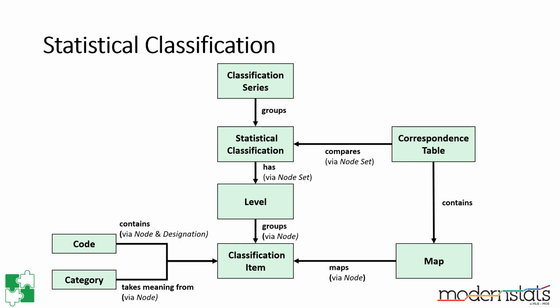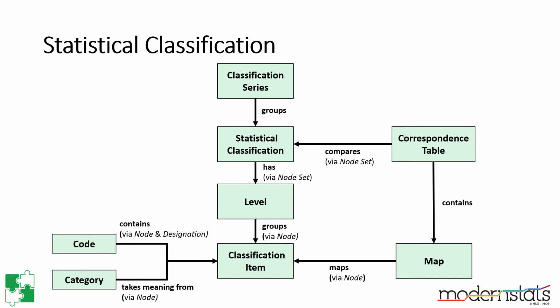We see a little bit more about the structure of a classification. At the top, we have a classification series, and it groups statistical classifications. Then statistical classifications have levels. Either it has just one level, so it's a flat one, or it has several levels, so it's a hierarchical one. And the levels group classification items.